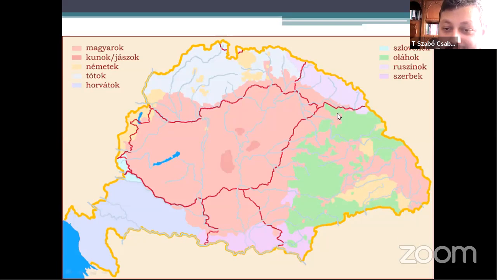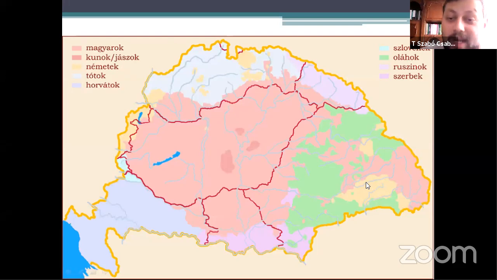Transylvania, as you can see here, is the most diverse and ethnically most complex region of the Carpathian Basin, the Carpathian area. Romanians, which you can see here in green, represent around 40–50% of the population in that period. Hungarians and Germans are the rest of the population. Hungarians are in red and Germans in blue and yellow.